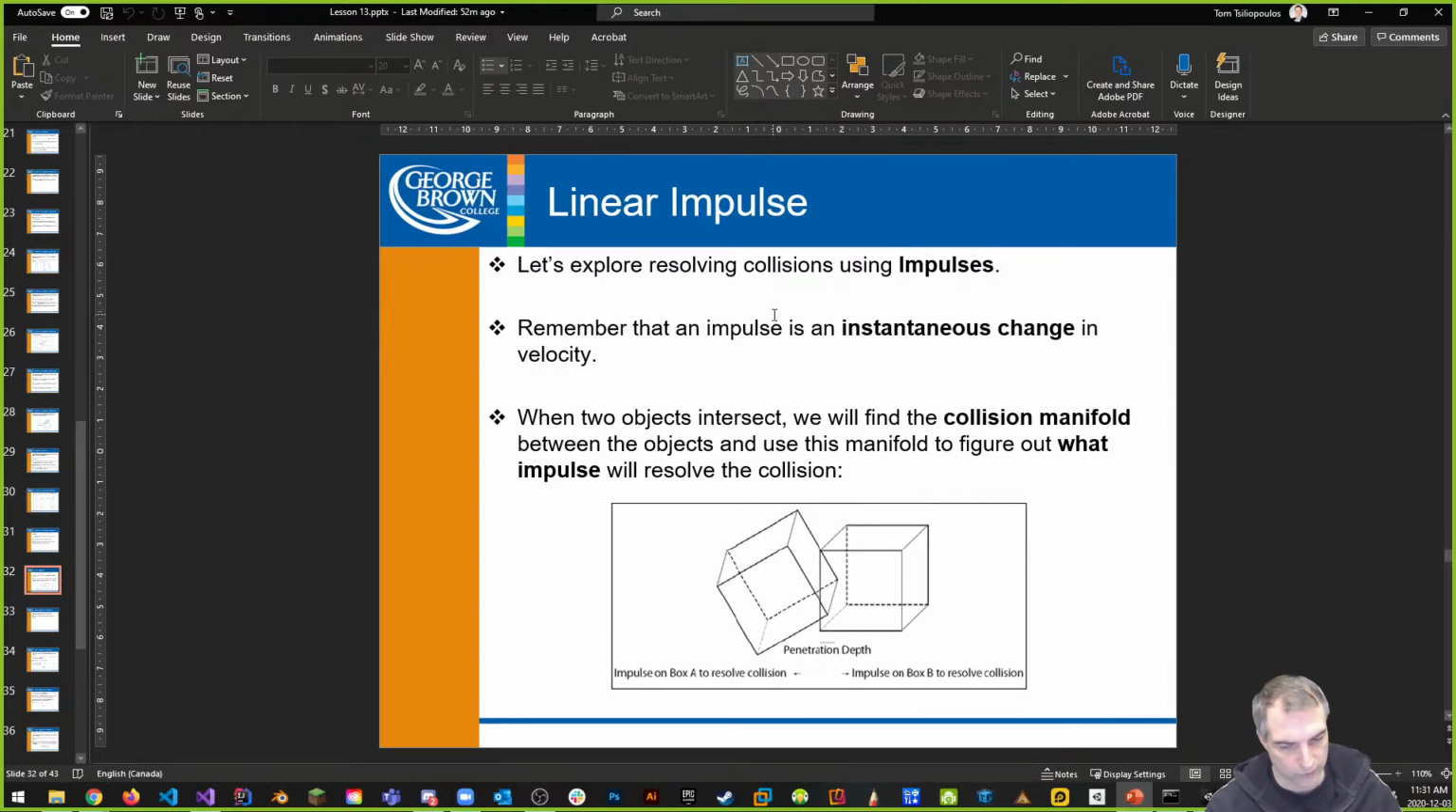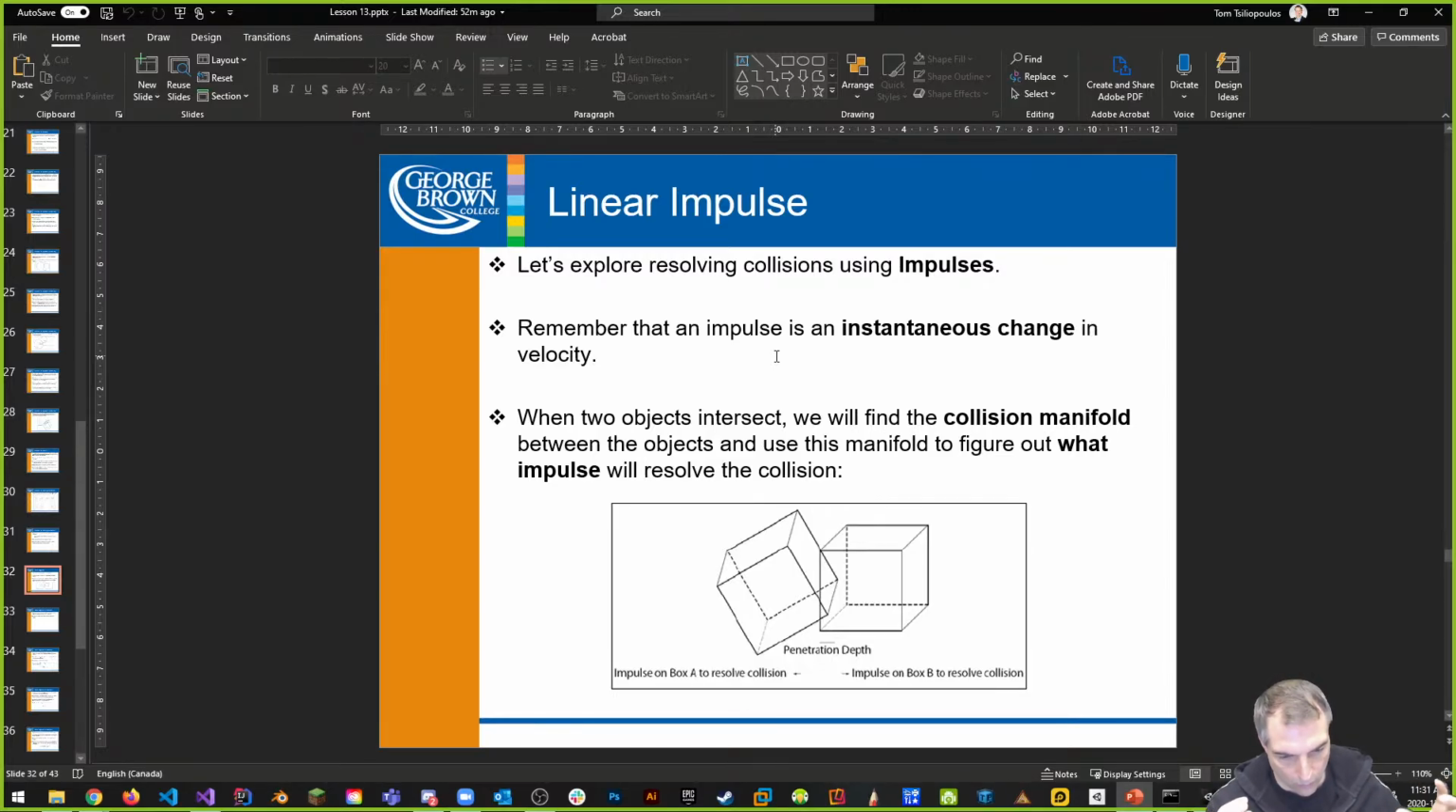So what we're going to try and do is linear impulse, where we don't care about angular momentum. We're not caring about impulse torque, we're not looking at that at all. We're just looking at impulse on a linear scale, like one line. So when two objects intersect, we will find the collision manifold between the objects first. So what contact points, what's the normal, all those kinds of things.